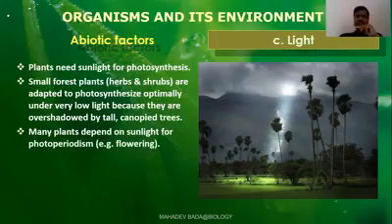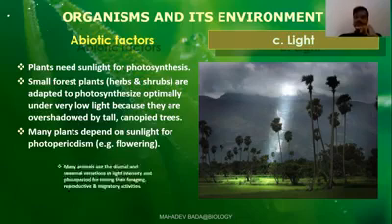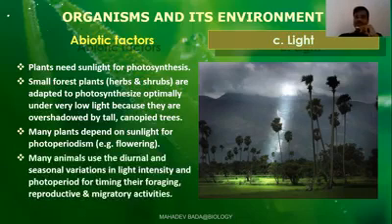Many plants depend on sunlight, called photoperiodism. All the flowering plants show photoperiodism. Photo means light, periodism means having the affinity. So these are the plants which have the affinity to grow towards the light. Almost all flowering plants show photoperiodism. So light is influencing the plants.